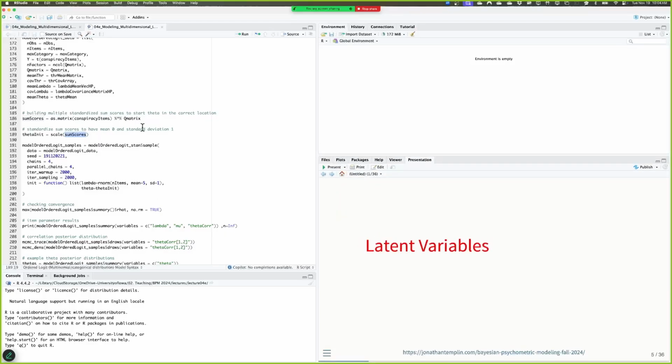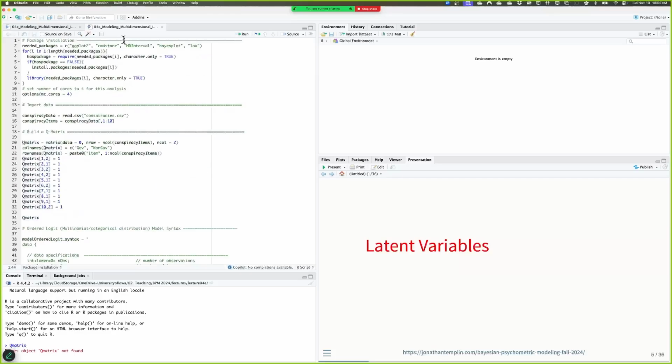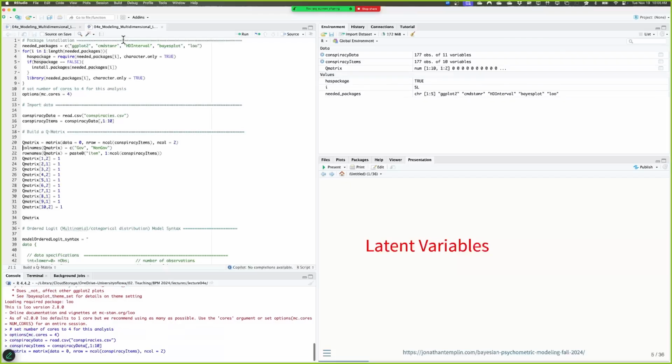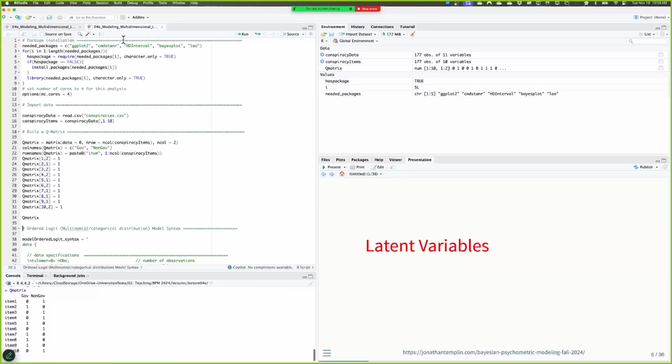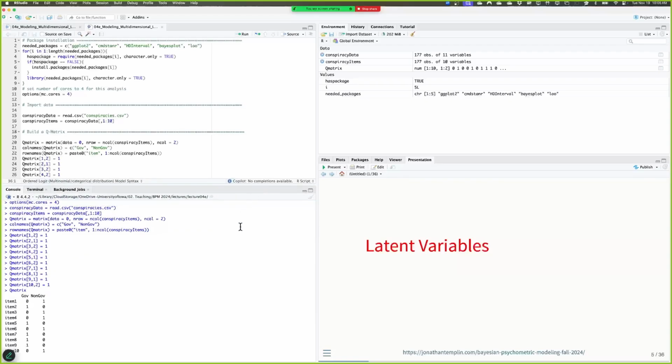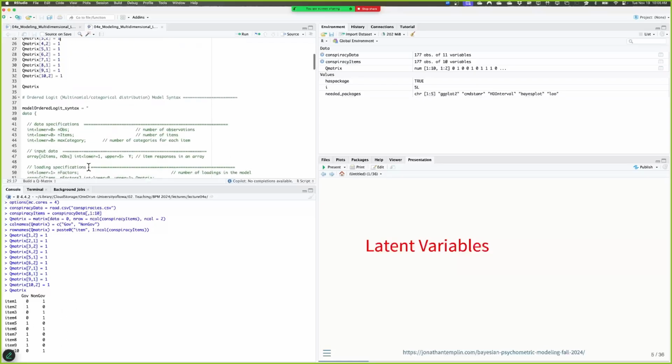Ready for some coolness with the Q matrix? So our Q matrix is not found. Of course it's not found. Come on, Jonathan. There's our Q matrix. Can you move that up here? Can you see that okay? Q matrix down here? Okay, there's our Q matrix.